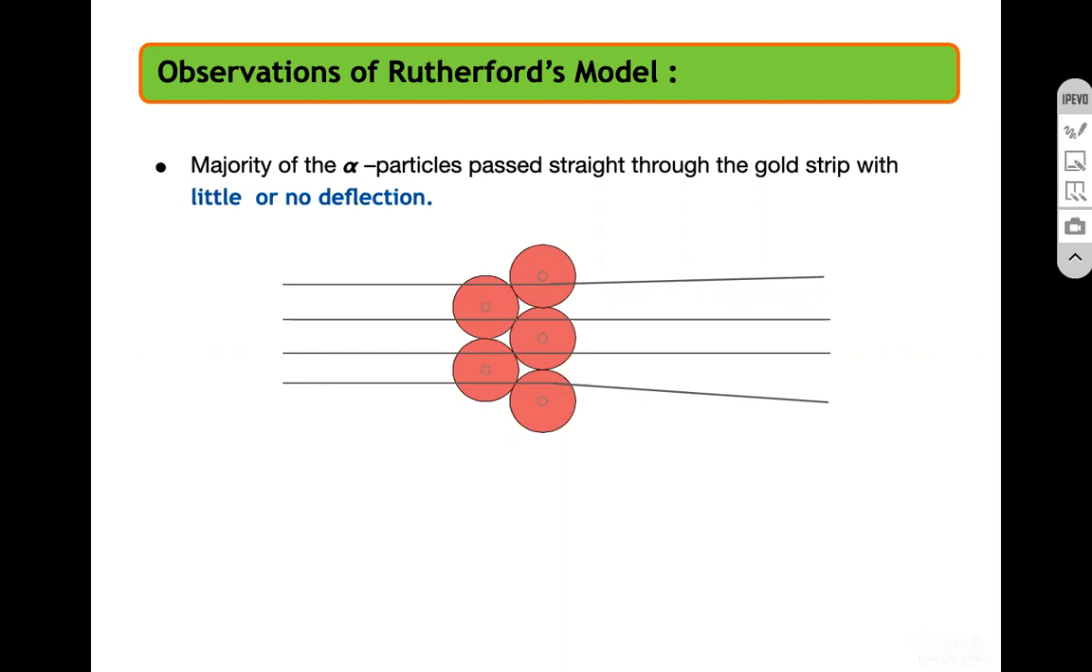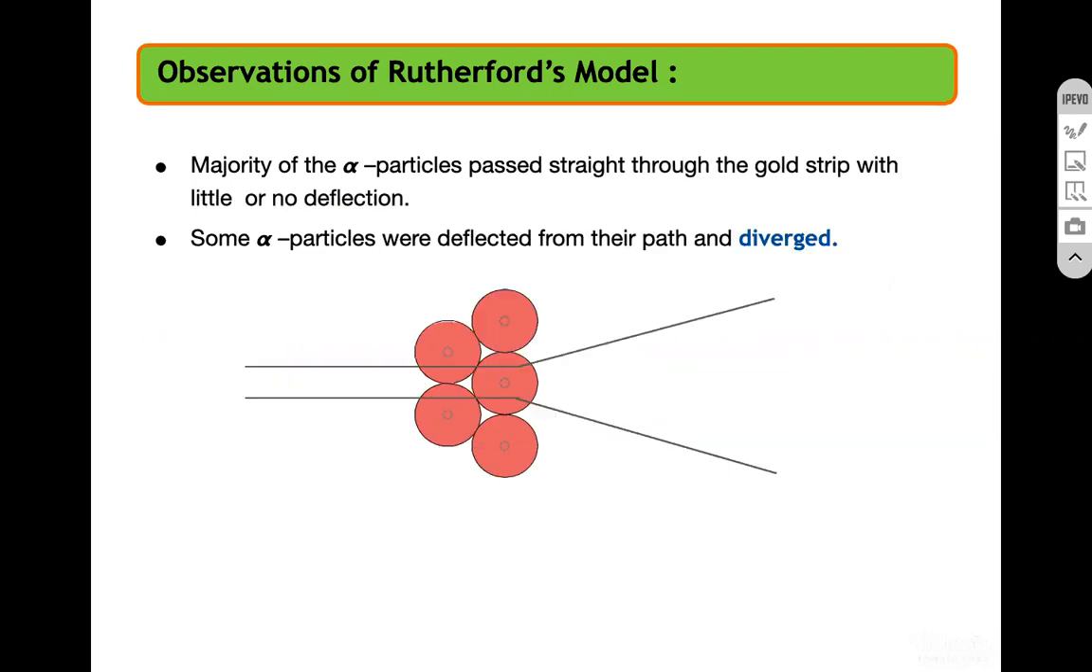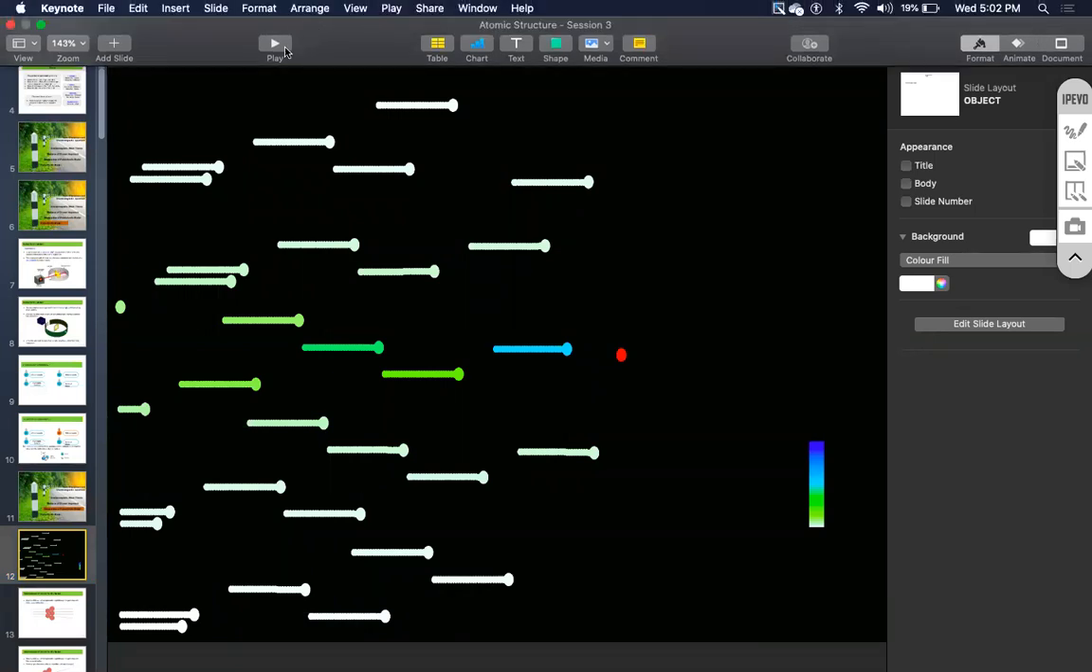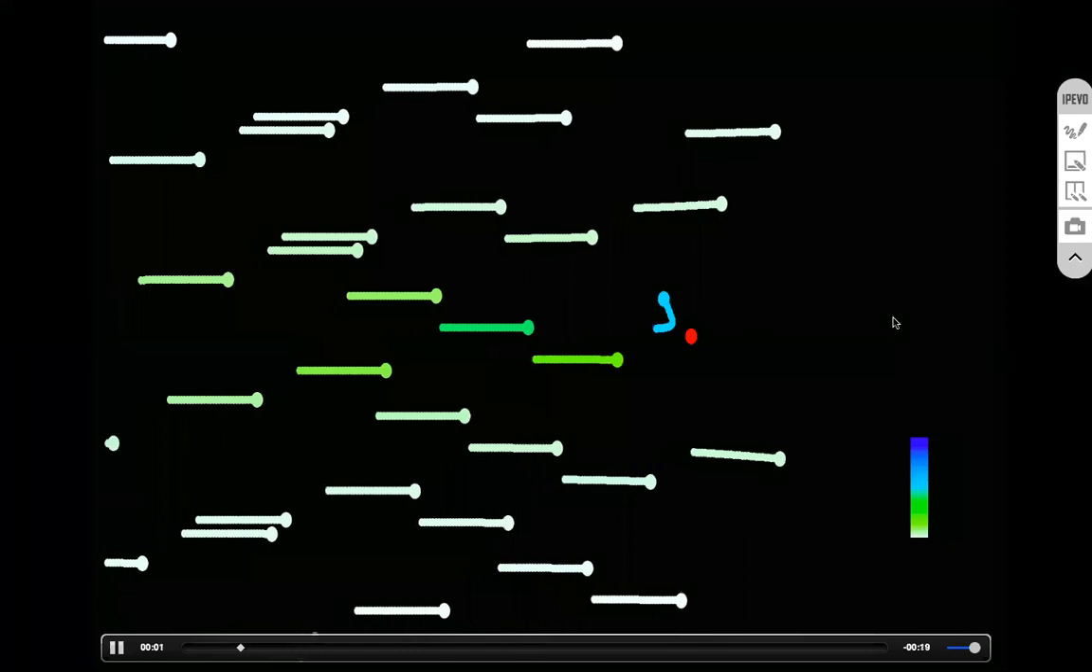Tell me, if most of the rays passed undeflected, what does it tell? Very good, Saket. Anyone else? Most of the rays passed undeflected. What does this tell? That most of the space is empty in an atom. Understood? Most of the space is empty.